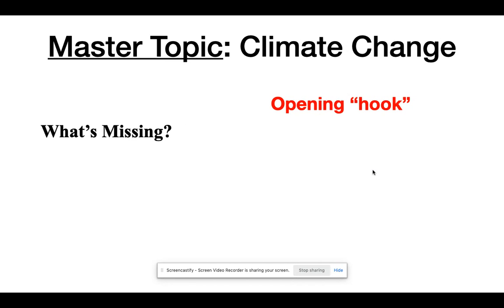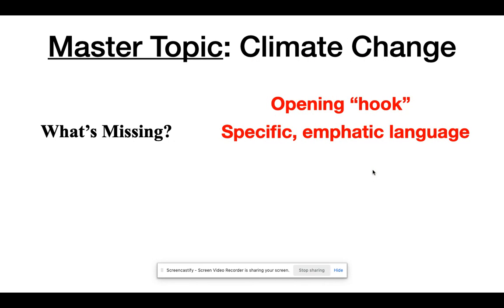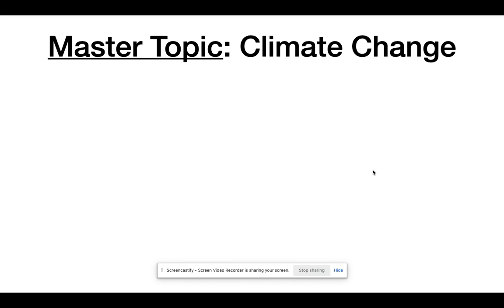So what's missing? That opening hook. Remember that first sentence should be something that's catchy, like a startling statistic or fact, a quotation, a story or an anecdote. And then you want to have specific, emphatic language, especially for an argument essay. You really want to be clear with your point of view. And your thesis statement should take the position on the issue, and you should also indicate what your essay will be about in your thesis statement. So that's what was missing. So let's see what we can do to revise it.